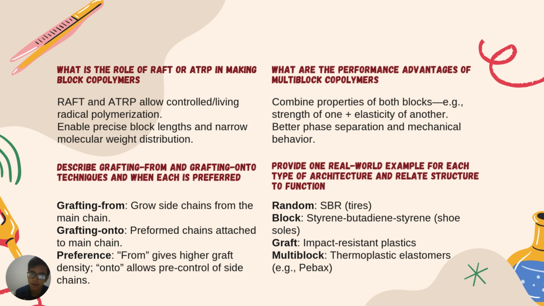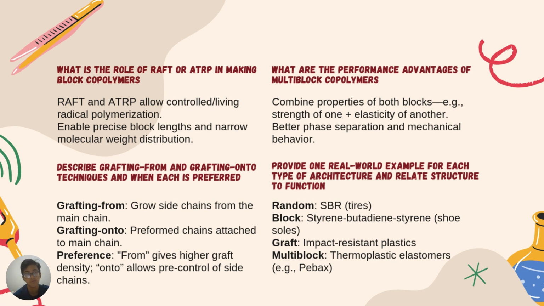And then the seventh one would be what are the performance advantages of multi-block polymers? So the multi-block, as you mentioned, has a bunch of monomer A, monomer B, and so on. It combines the properties of both blocks as the two blocks start to connect, making a pyramid or some such. Its strength of one plus elasticity of another, better phase separation, and mechanical behavior because they have mixed and been formed into one. And provide one real-world example for each type of architecture and relate structure to function.